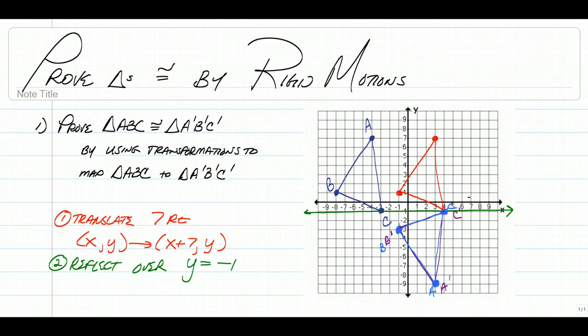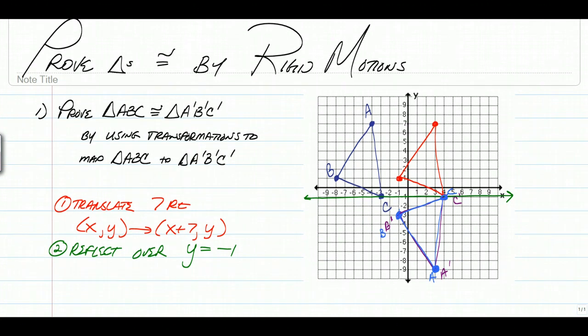And like I said, there's many different ways we could have done that. We could have mapped B to B prime first and then reflected over y equals -3. You could have reflected first and then translated. There's all sorts of different ways you can do this. Just make sure you understand that. Okay? So that's it for my example of the notes.